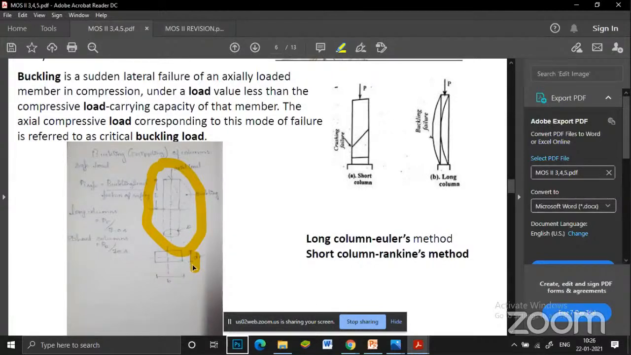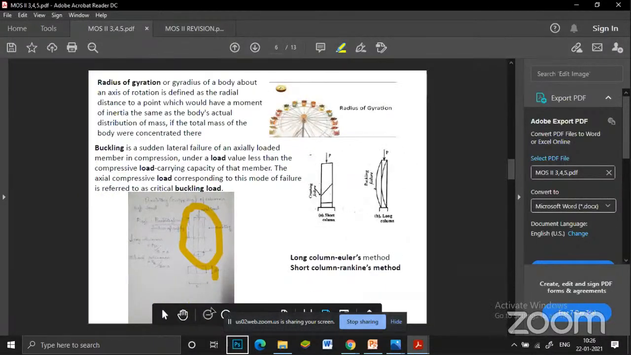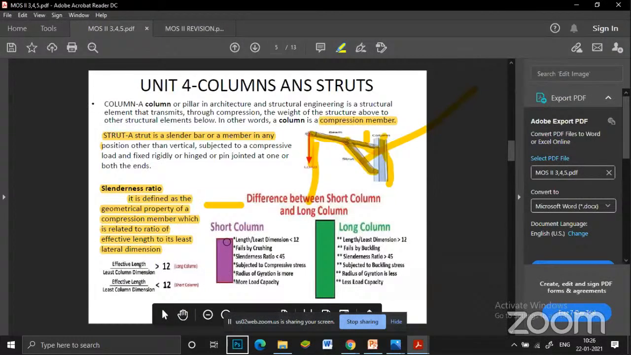But what is the least column dimension? If it is rectangular or square, then it is the length of this side. We have to calculate that. If the slenderness ratio is more than 12, then it is a long column. If it is less than 12, then it is a short column. What is the major difference between the long column and the short column? In the case of a short column, I already told you that it is less than 12, and it faces crushing. And a long column faces buckling.